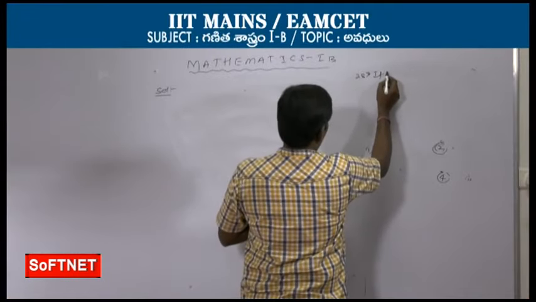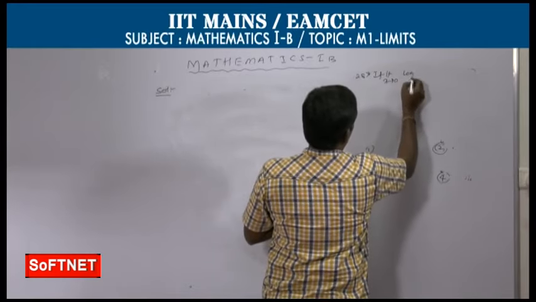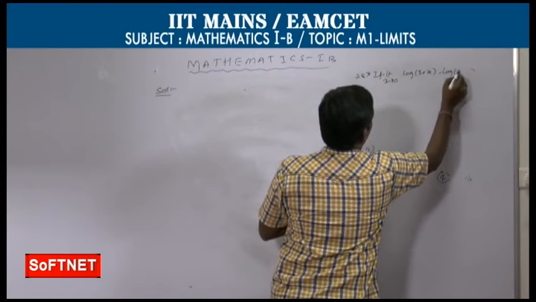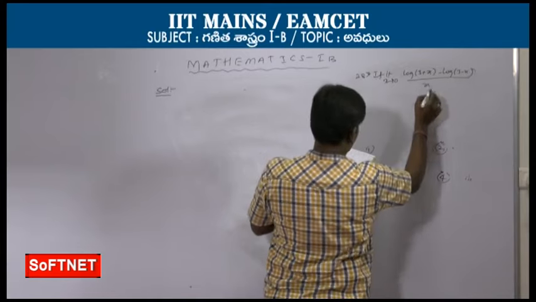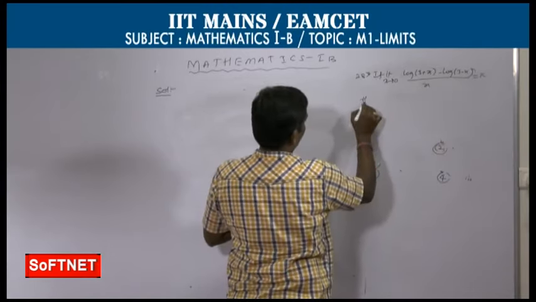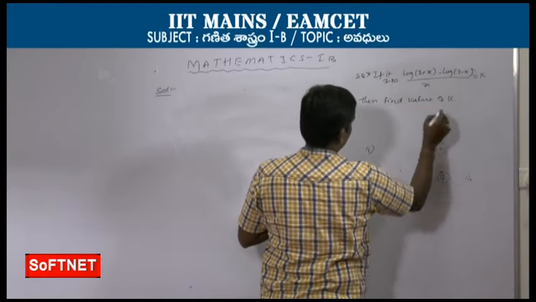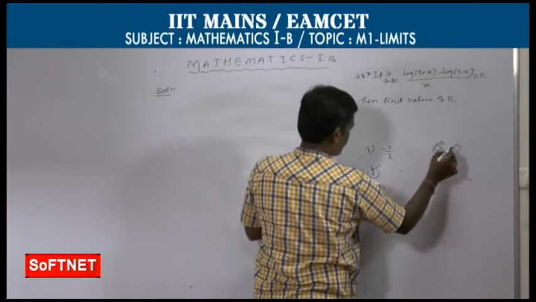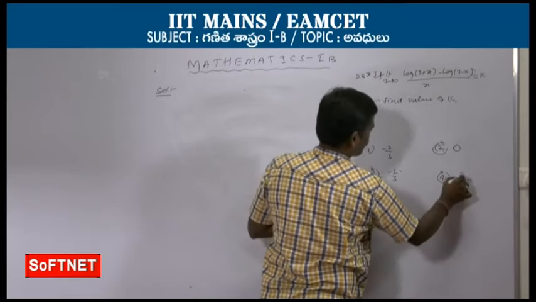If limit x tends to 0, log of (3 plus x) minus log of (3 minus x), divided by x, is equal to k, then find the value of k. The options are minus 2 by 3, 0, minus 1 by 3, 2 by 3.